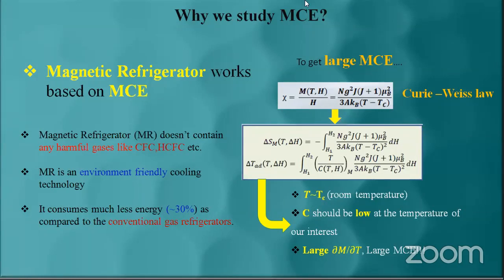So to get a large MCE, we should follow certain criteria. For application of MCE at room temperature, the TC of the material should be very close to the ambient temperature. If we see from the Curie-Weiss law, we can measure both ΔSM and ΔT_ad, where this term is the denominator. Second, the specific heat of that material should be very low so that its temperature can be changed easily. And third, a large dM/dT, as it is proportional to a large MCE.